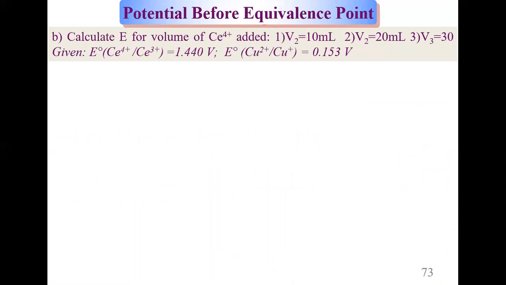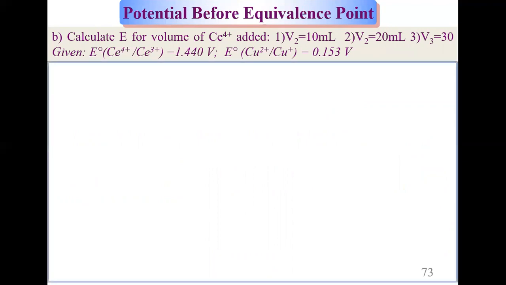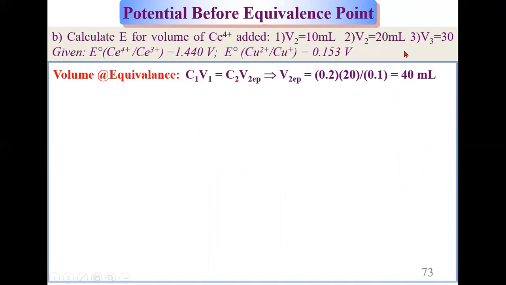Second part, calculate the E for the volume of selenium added, and they gave us different volumes. We're going to first look at the volumes before the equivalence point, which are volume 10, 20, and 30, because if we calculate the volume at equivalence, let's do that. We know that the number of moles of the first couple, C1V1, should equal the moles of the oxidant, and reductants have to equal each other, so C2V2 at equivalence.